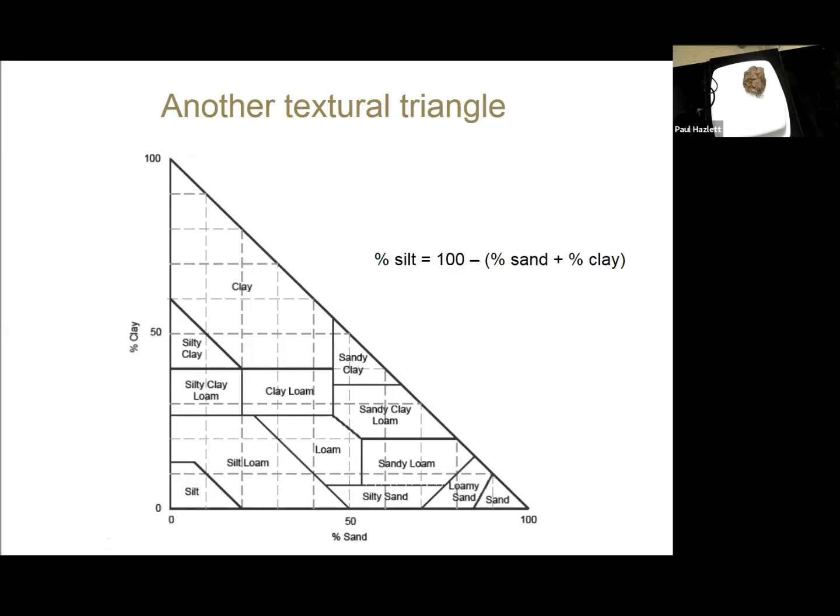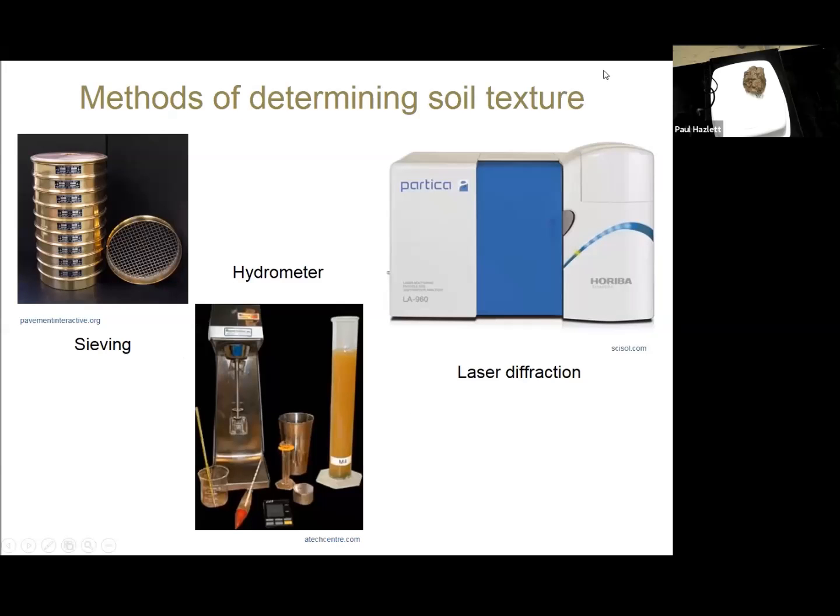Okay? So those are a couple of textural triangles. So how do we actually determine soil texture? There's several methods to do it. Some are more simple than others. Some are more expensive than others in terms of outfitting a laboratory to do the textural determination.